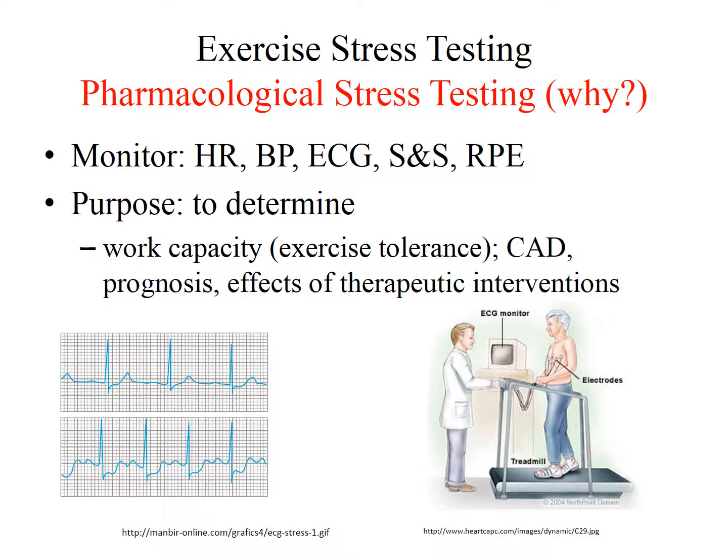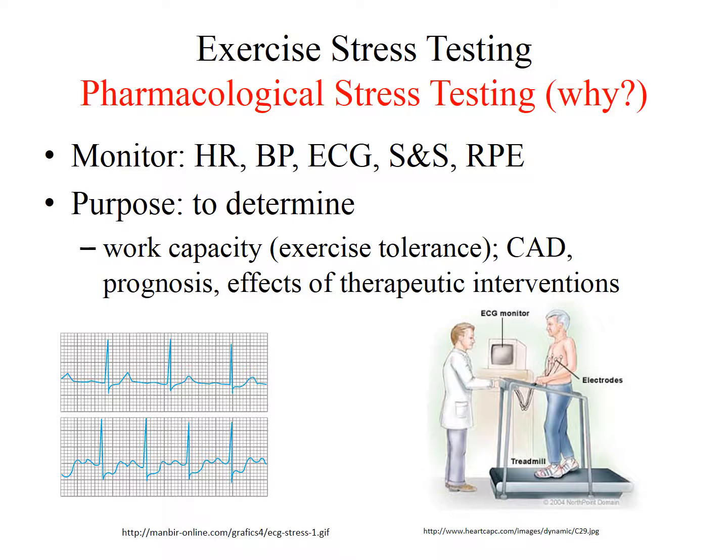Some patients cannot tolerate walking or biking due to physical limitations. In these cases, pharmacological stress testing is conducted. With this test, cardiovascular stress is induced by pharmacological agents such as dobutamine. This drug increases heart rate and therefore oxygen demand similar to physical activity.